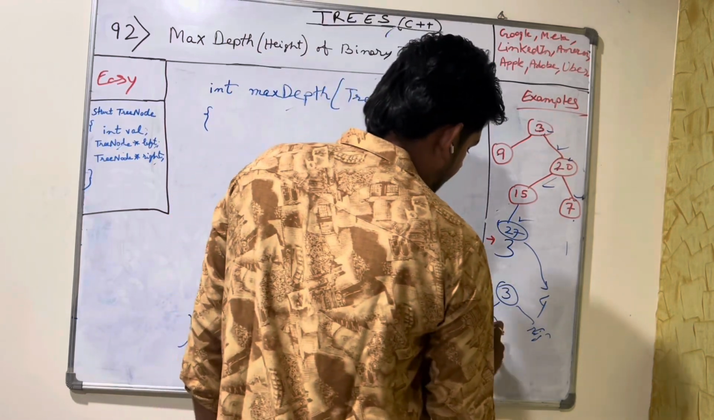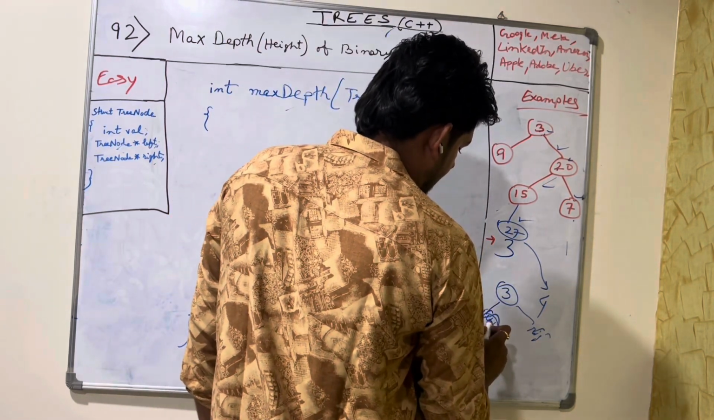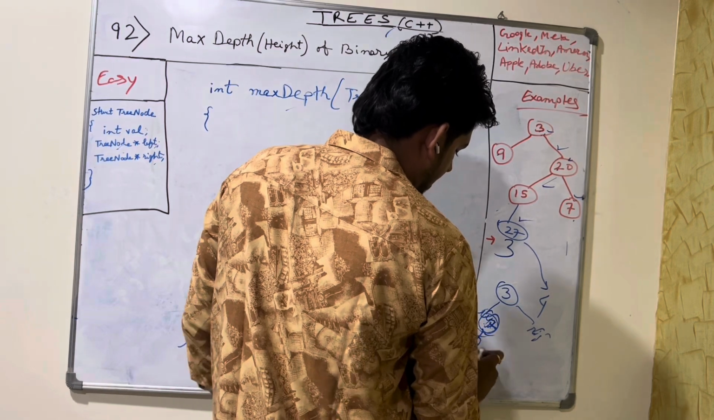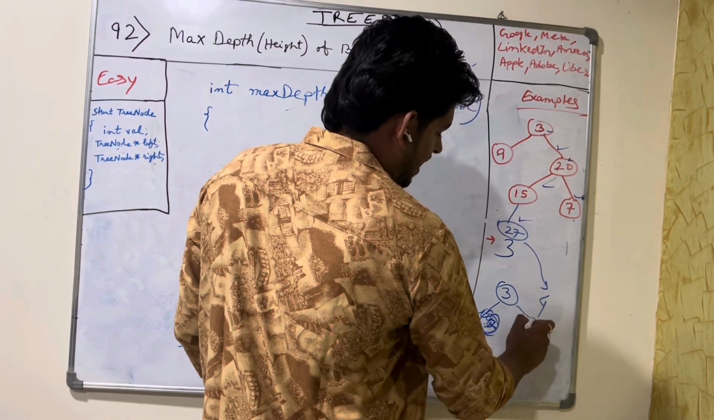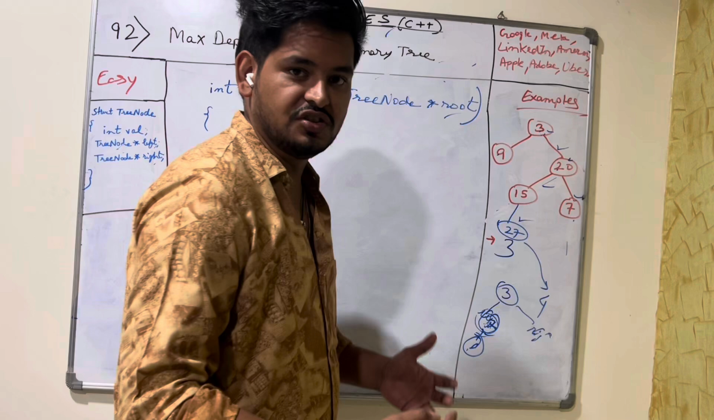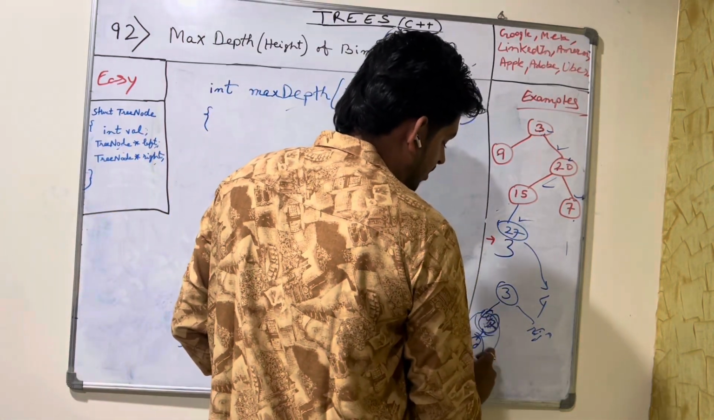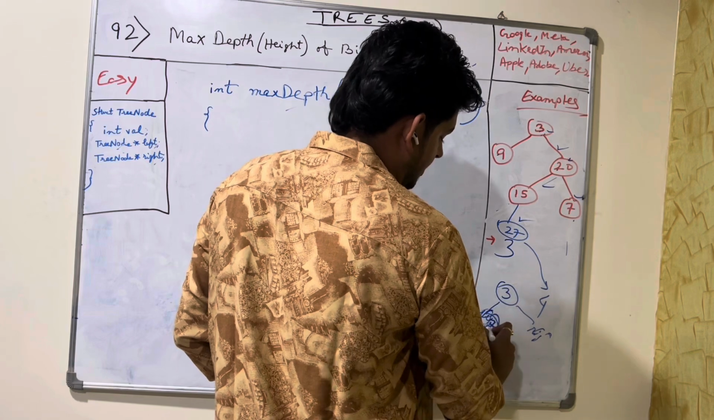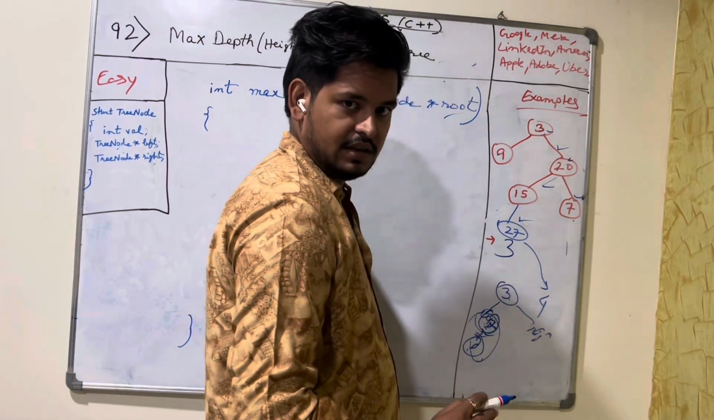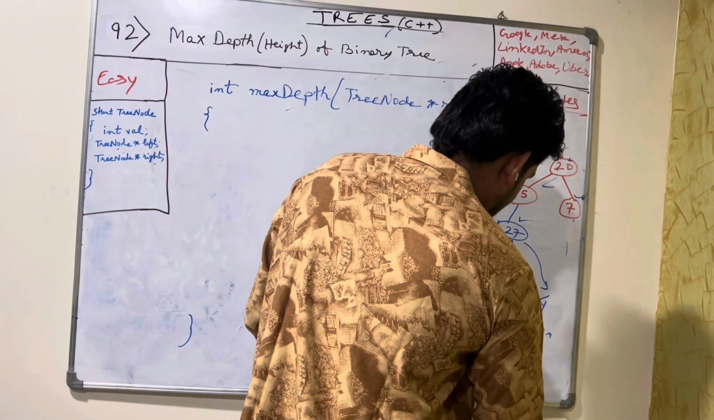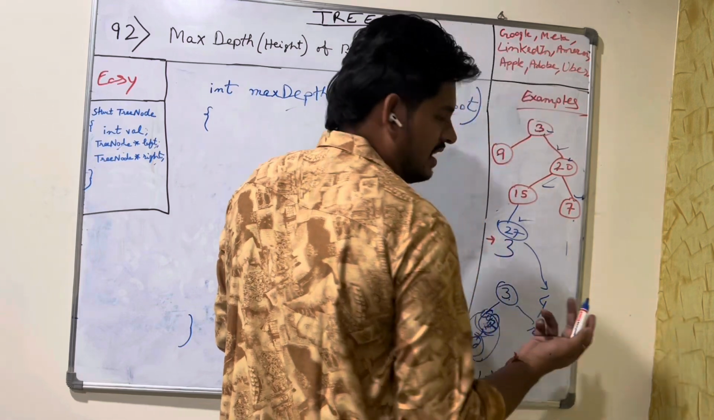But say if the left had a value, say 7 and 8. So what is its height? 2. And what is the height of right? 0. What is the answer? The height of left was 2, and this one is 3, so 1 plus the height of left, because right did not have anything.